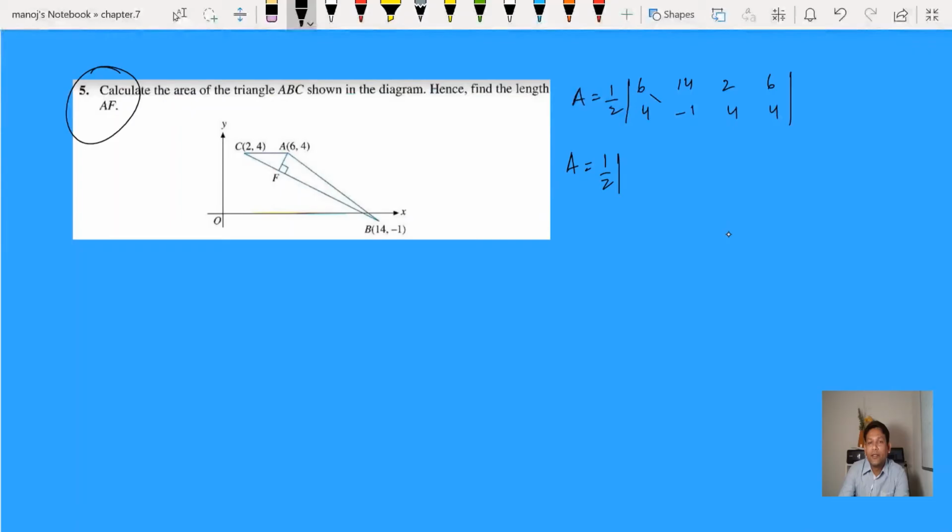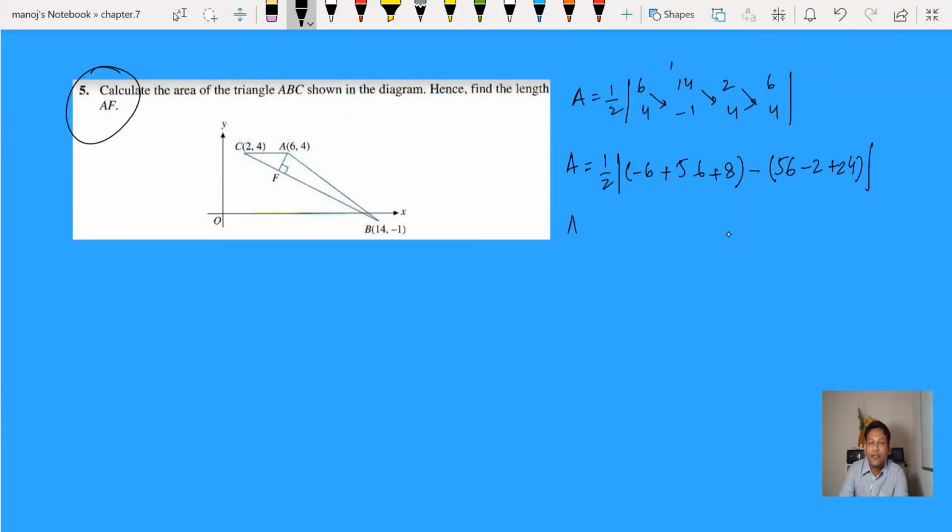you have to cross multiply like this. 6 times 1 is minus 6. 14 times 4 is, you can write plus sign because there is no negative sign, 56. 2 times 4 is 8. And then close the bracket, minus sign. Then we have to multiply like this. This is again 56. 2 times 1 is minus 2. And 6 times 4 is 24. And you can close the bracket.